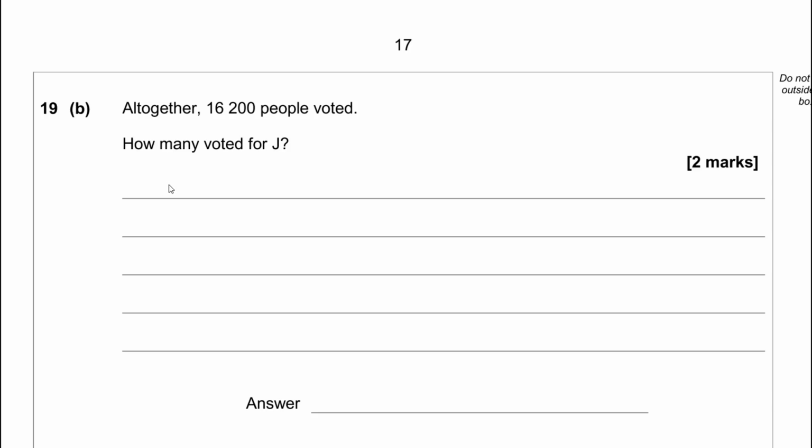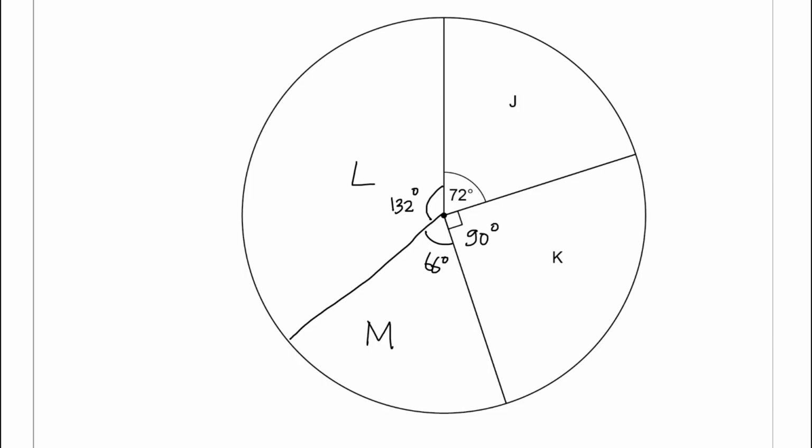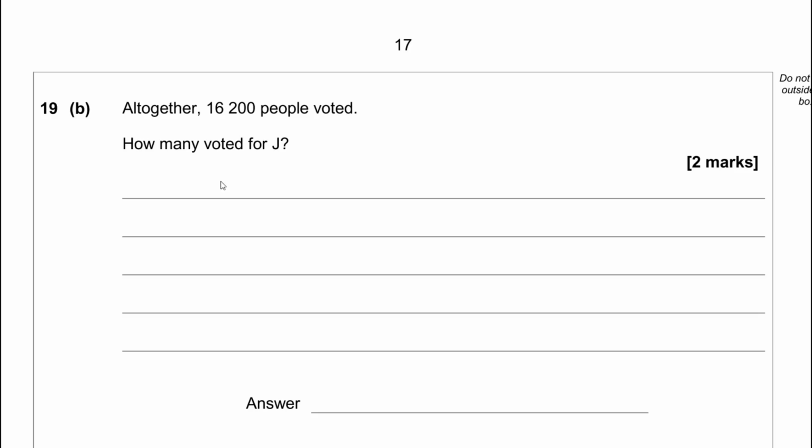19b. Altogether, 16,200 people voted. How many voted for J? Let's check the partition of J first. Here we can see J has 72 degrees out of 360 degrees. So let's calculate 72 out of 360, and the whole voter, there are 16,200 people.